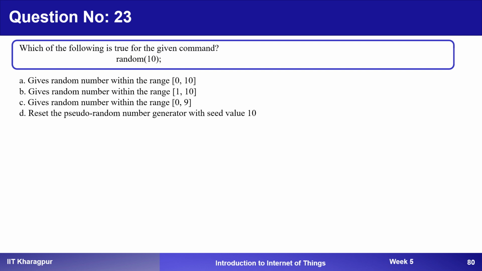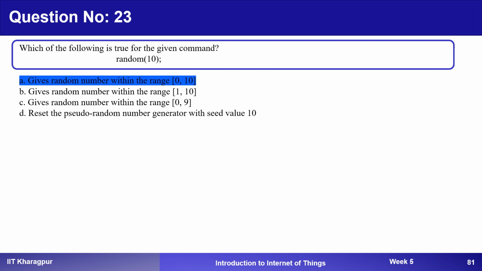Next question is, which of the following is true for the given command? Random 10. Options are, gives random number within the range 0 to 10, give random number within the range 1 to 10, give random number within the range 0 to 9, reset the pseudo random number generator with seed value 10. So the correct option for this question is A.